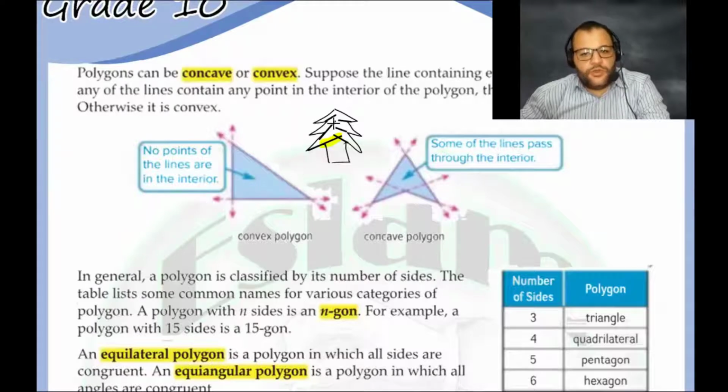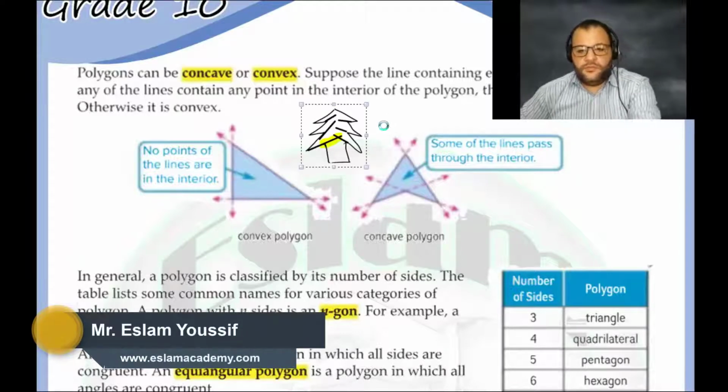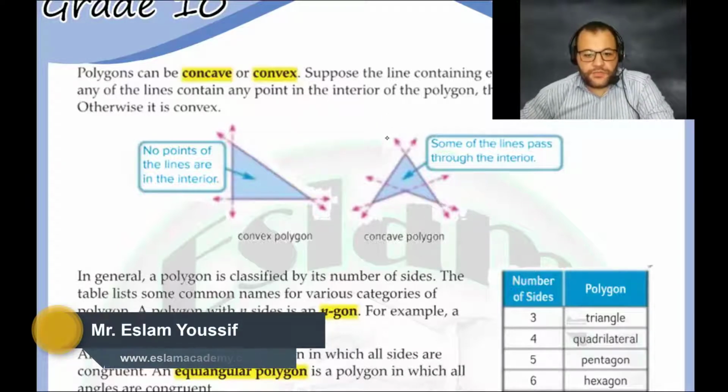So if the extension is in the interior, then it's concave. If you extend at the interior part, it will be concave. If you extend at the exterior part, it will be convex. Okay. Any problem for this one?